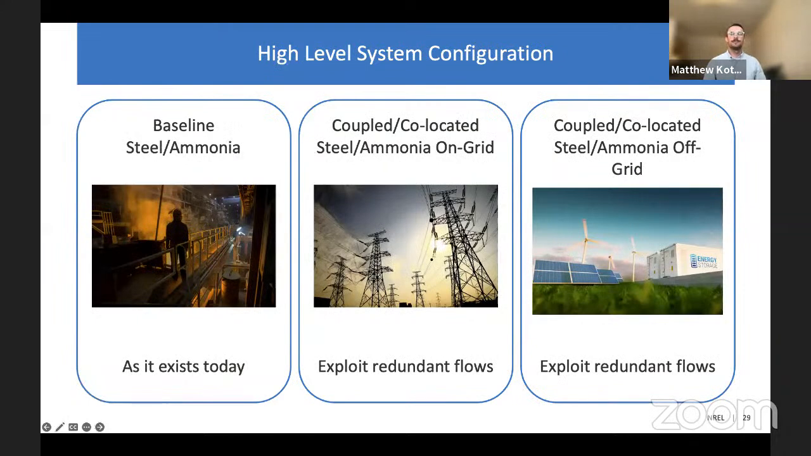The high-level system configuration for this project, we do have a baseline case, which is essentially how everything is operated currently. We have coupled co-located examples as well for on-grid, and then we also have a similar use case design, but off-grid as well. So for this project, we are exploring all different use cases to help identify what could be a very cost-effective way while decarbonizing the steel industry.